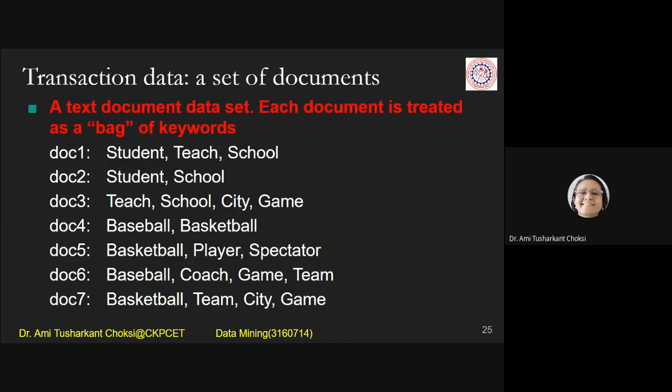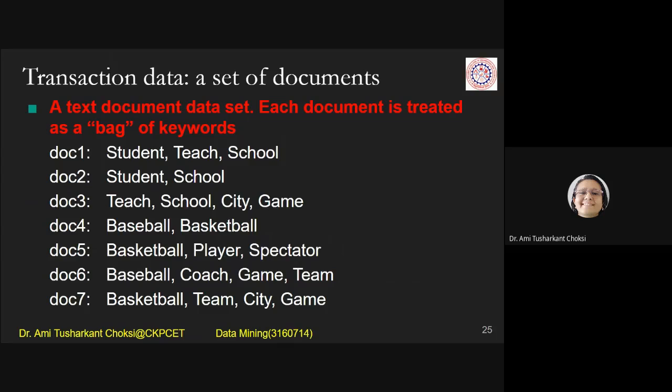Now, let's see the example. We were talking of the market basket, and about that we said this is the transaction, and this is the item set, that is, what items are available in it. Now let us say we want to understand transaction data that is a set of documents. That example we want to see.